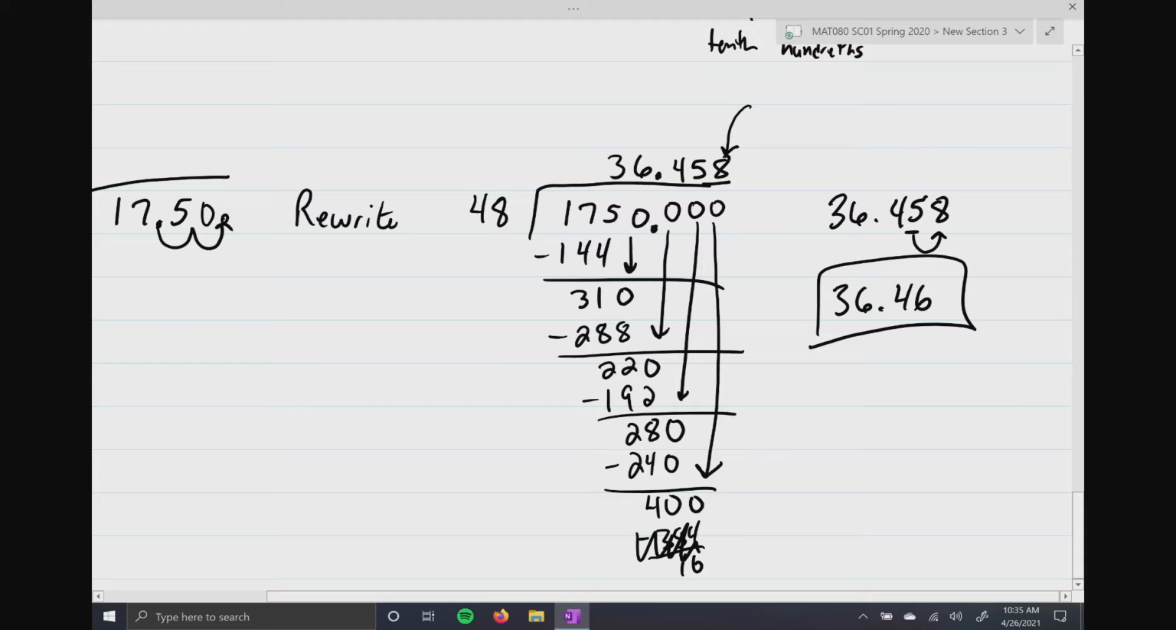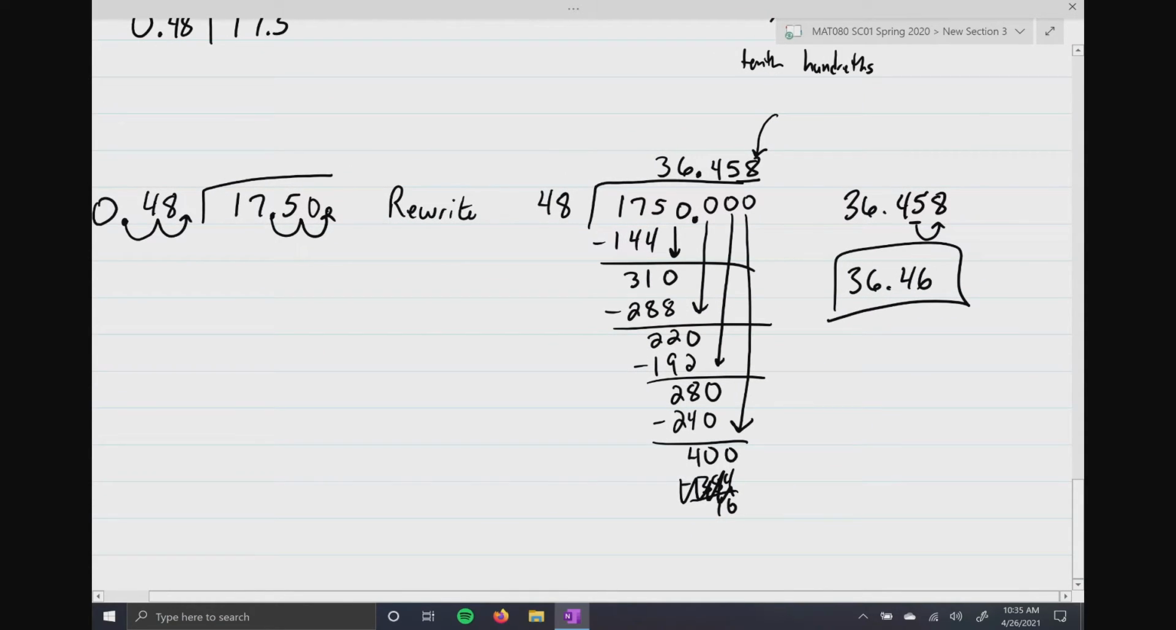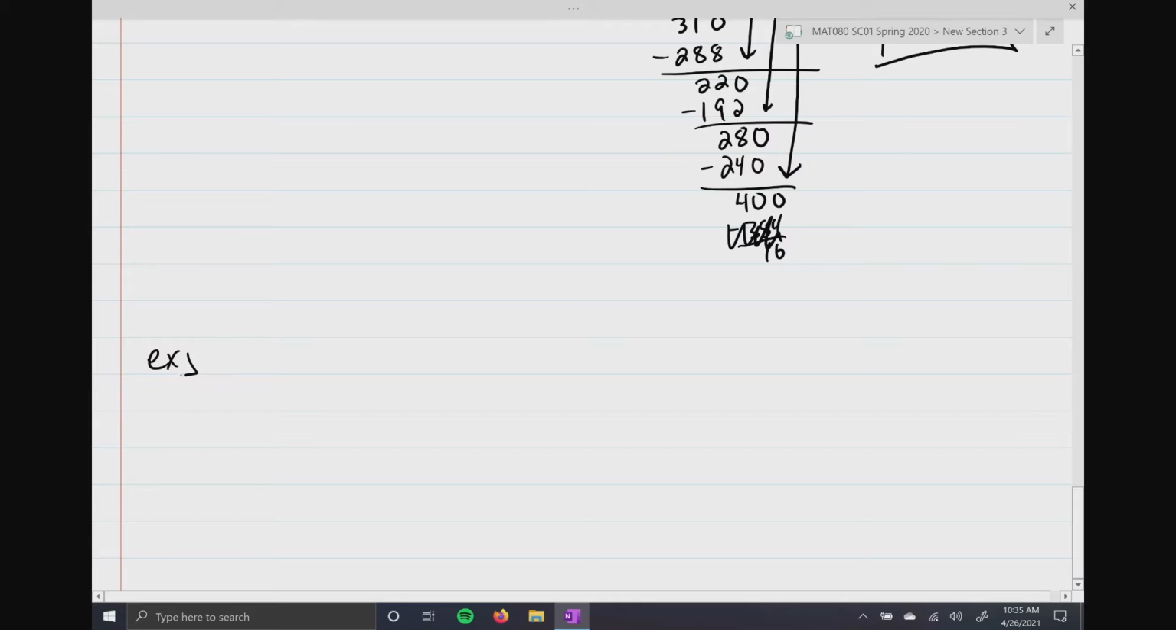All right, let's do the next one. Am I moving too fast? Are we okay? All right, so here's our next one. We're going to divide 272.356 by 28.4. Part A.